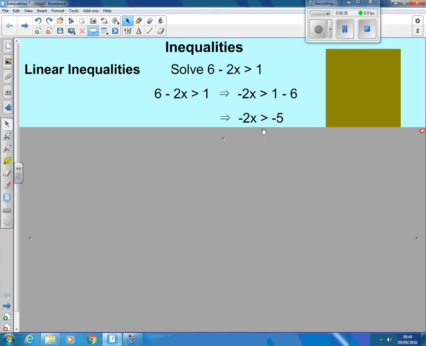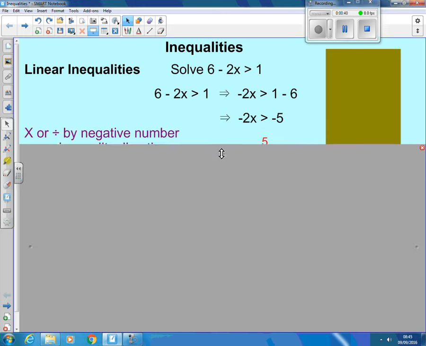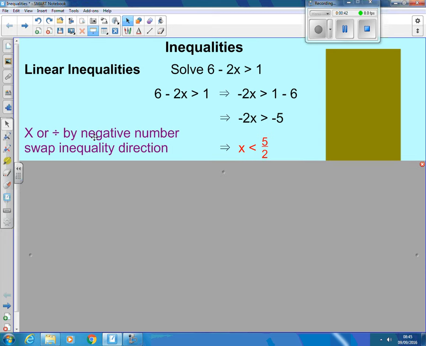However, we need to be very careful if we multiply or divide by a negative number, because what happens then is that the inequality swaps direction. So here I'm going to divide by minus 2. Well, minus 5 divided by minus 2, the minus signs cancel and we're left with 5 over 2, or 2.5 if you wanted. And the x stays there. But notice the inequality swaps around. So it's when you multiply or divide by a negative number, you swap the direction of the inequality.